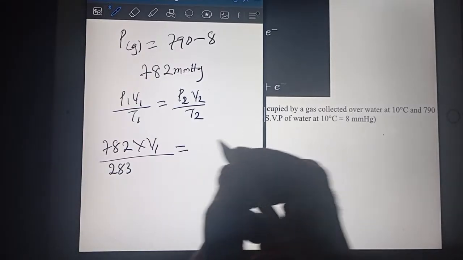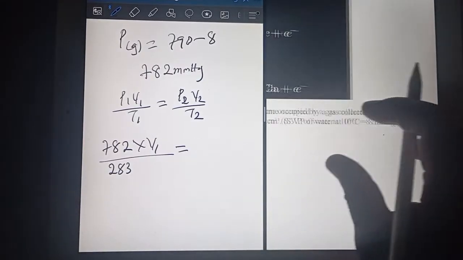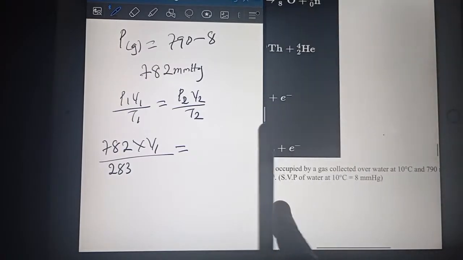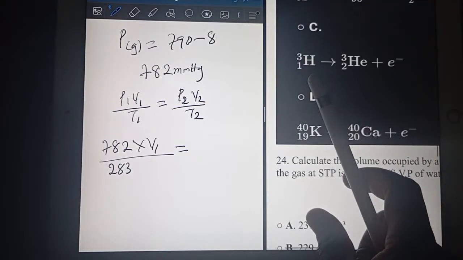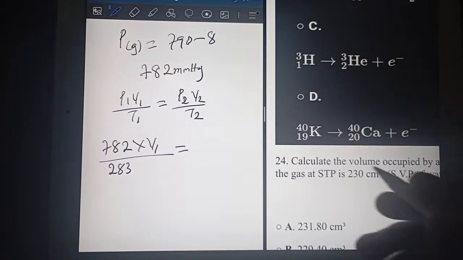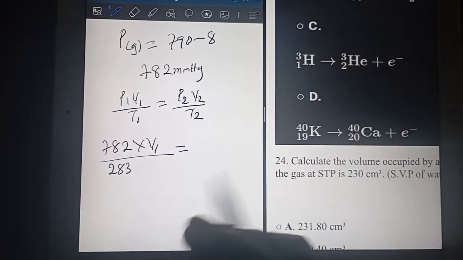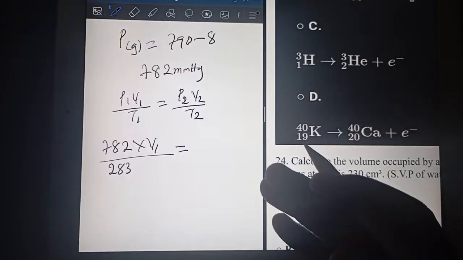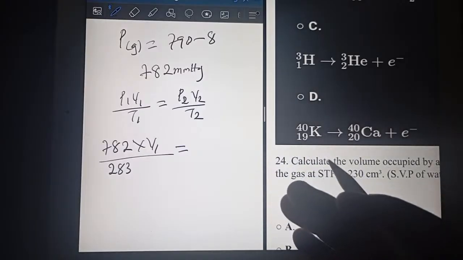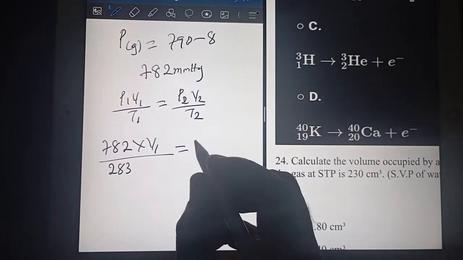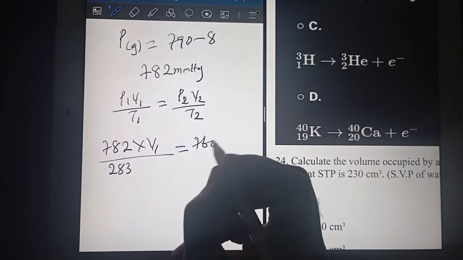Then equal to what? P2, they said at STP. They gave us volume at STP. And ST means standard temperature, which is 273. Then SP means standard pressure, which is 760 millimeter mercury. Remember, 760 millimeter mercury is equal to 1 atm, which is also equal to 101,325 Newton per meter square, of course. Now, our P2 is 760.